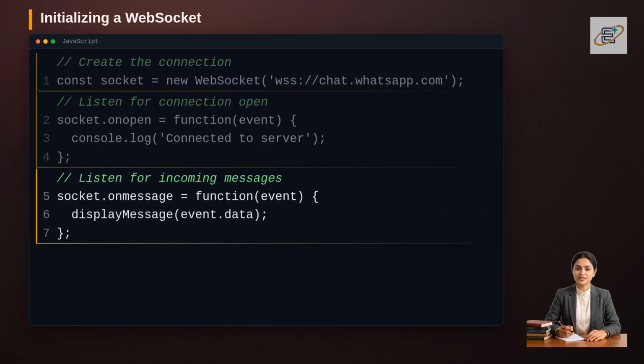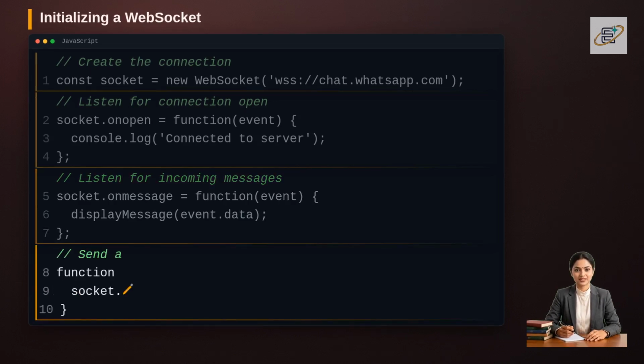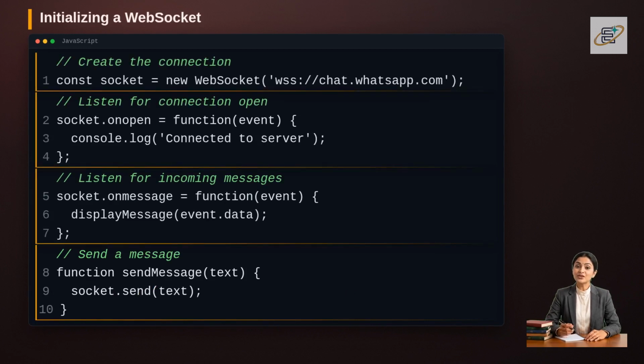The most critical part is the onMessage listener. Instead of us asking the server for data, this function sits quietly and waits. Whenever the server pushes a new message down the socket, this function automatically fires, allowing us to display the message on the screen instantly. Finally, when you type a reply, we simply use the send method on that exact same socket object to push your message back up to the server.